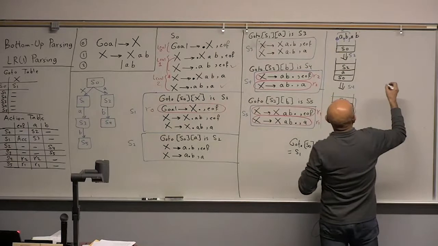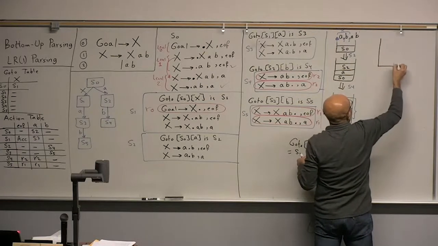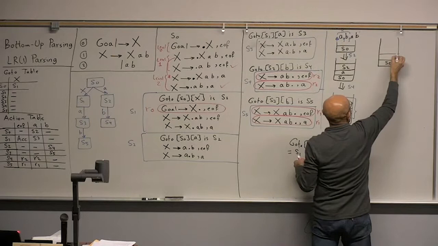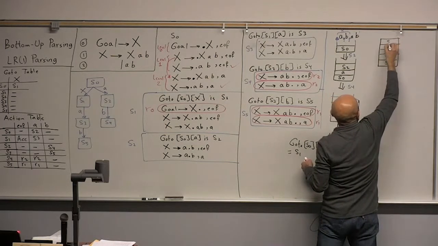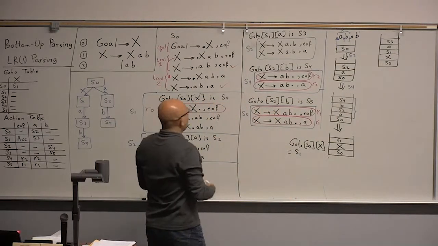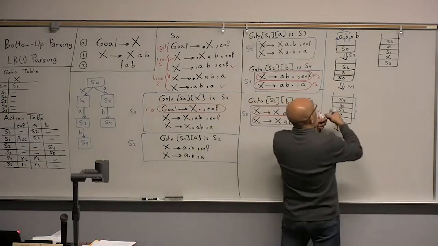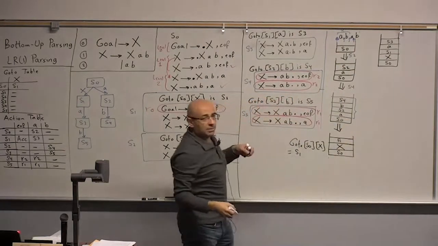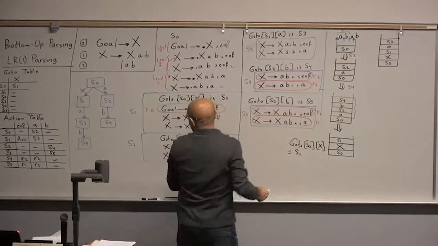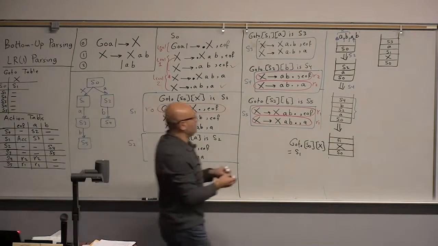So now the next is going to be shift and go to S3. So it's going to look like this: S0, X, S1, and A, and we are in S3. Now we look at the table. We shifted the A, so our look ahead changes now to B. So we are in S3 and we're seeing a B. What should we do? It says shift to state 5.